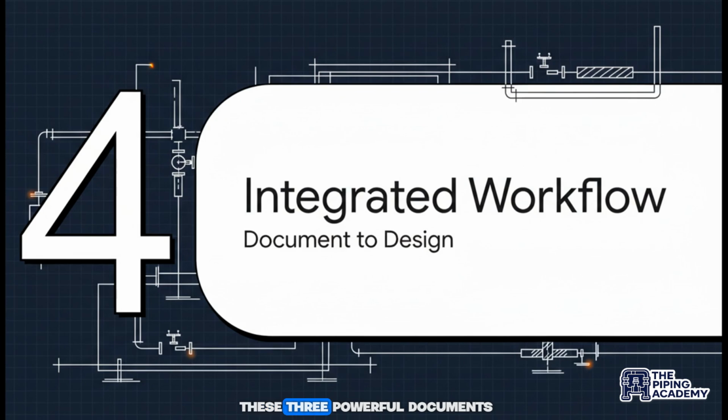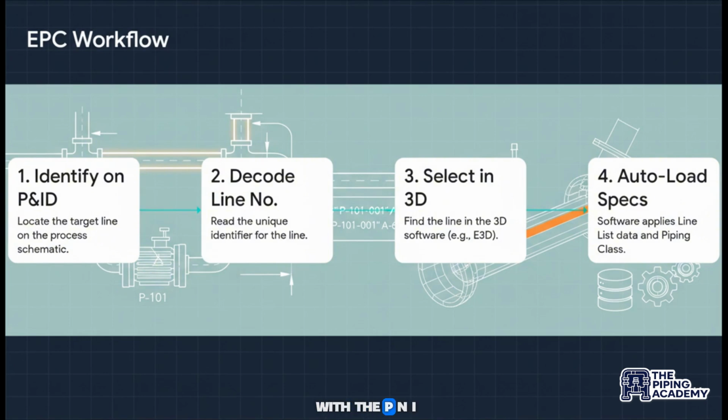Okay, so we've got these three powerful documents. How do they actually all come together in a real-world workflow? Let's walk through how this whole thing integrates, from document all the way to design. Well, it all starts with the P&ID. You'll be looking at the diagram and you'll identify the line you need to work on. Let's say it's the discharge line from pump 101. You find its line number right there on the P&ID. Then you hop over to your 3D software, doesn't matter if it's E3D or SmartPlant, and you select that exact line number from the database.